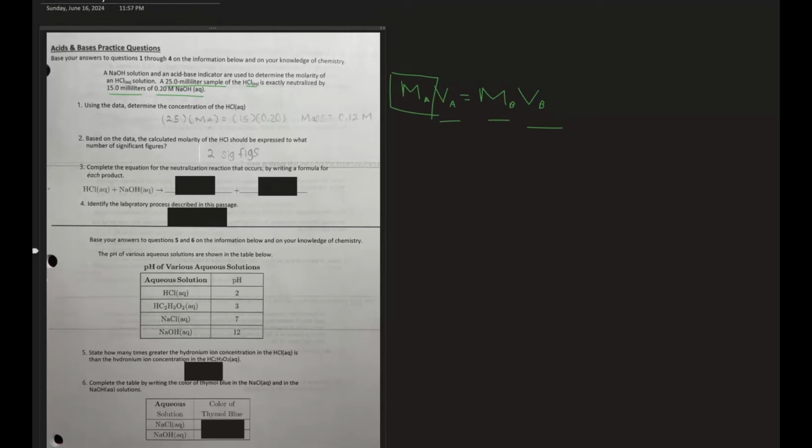Number 3, complete the equation for the neutralization reaction that occurs by writing a formula for each product. So what is the neutralization reaction? A neutralization reaction is where an acid and a base come together to create water and a salt. And so water, we know, is just H2O, right? So the easy way to solve these problems is to just take out H2O. So we have the H from the HCl, and then the other H and the oxygen from the NaOH. So we can just cross this out and make our first product, which is H2O.